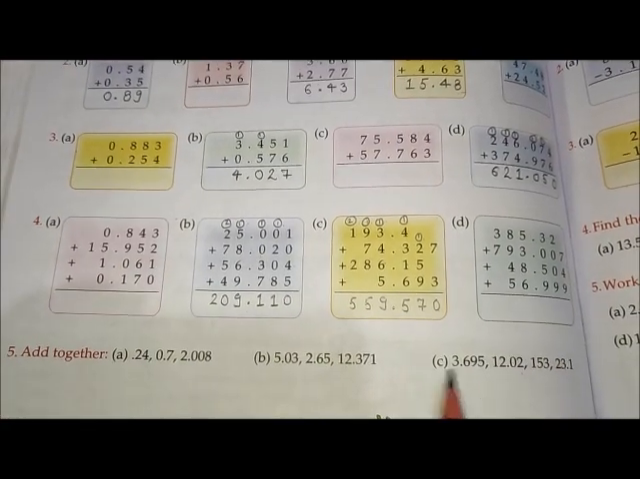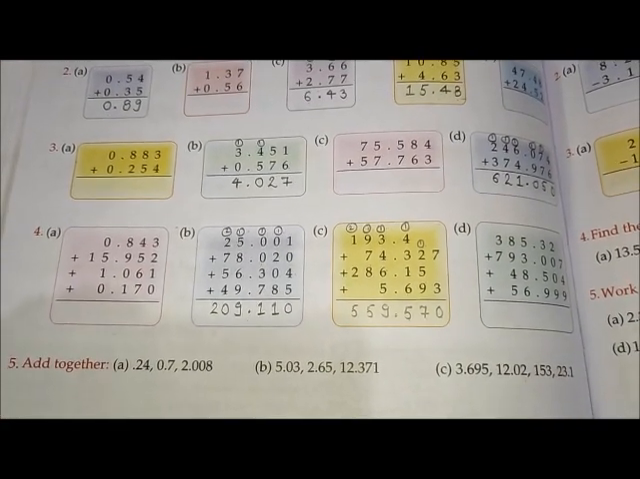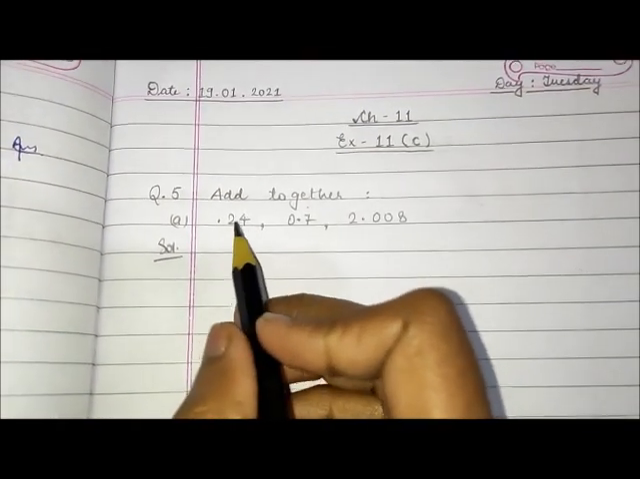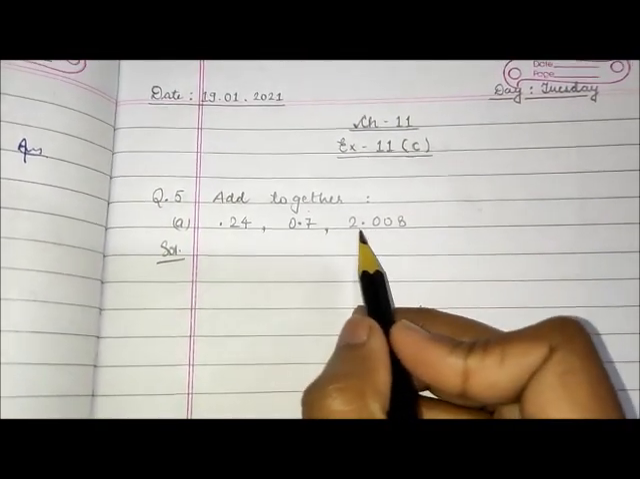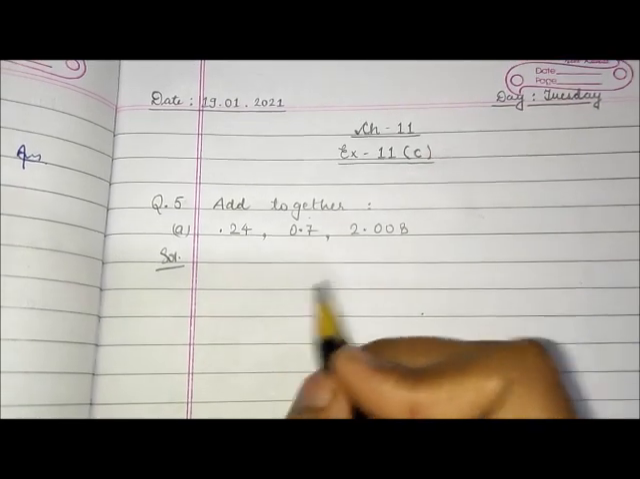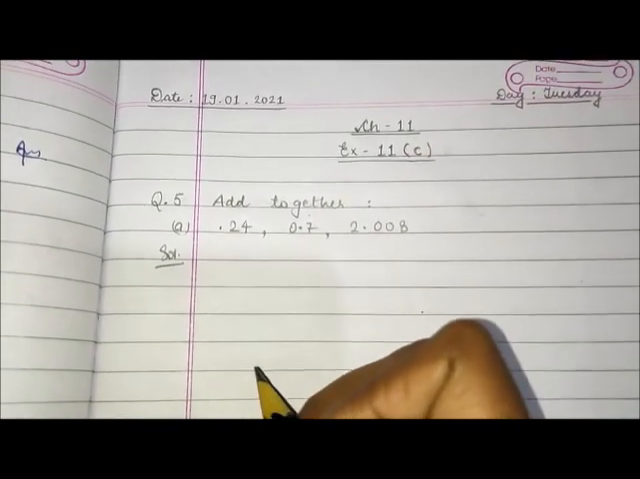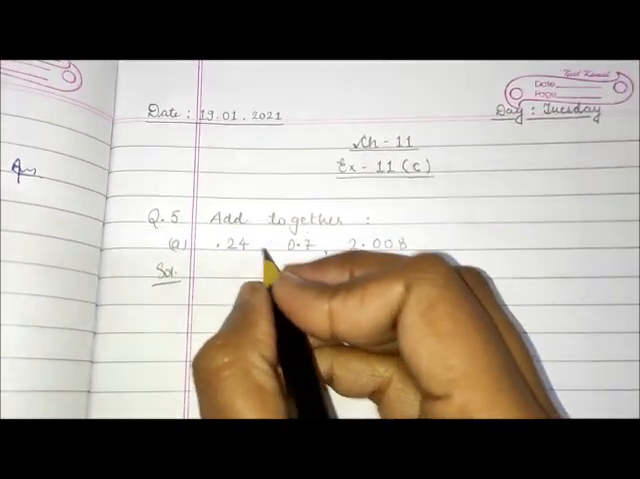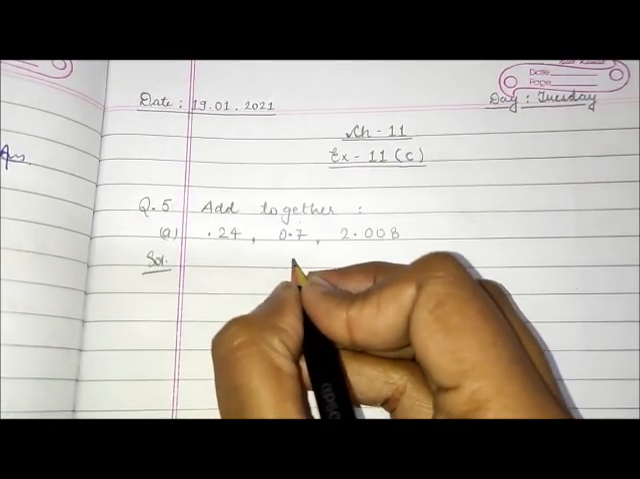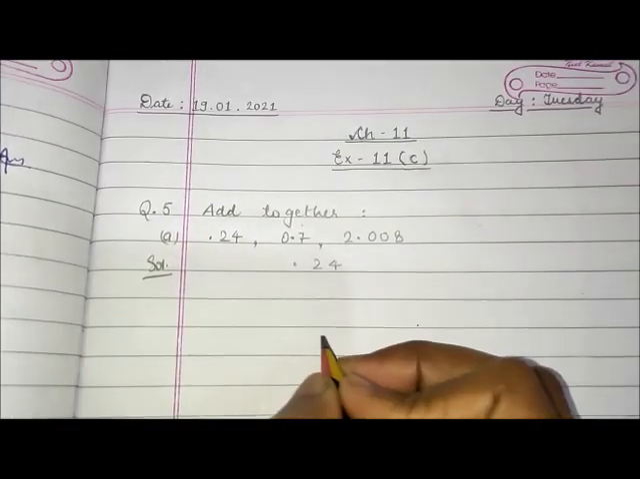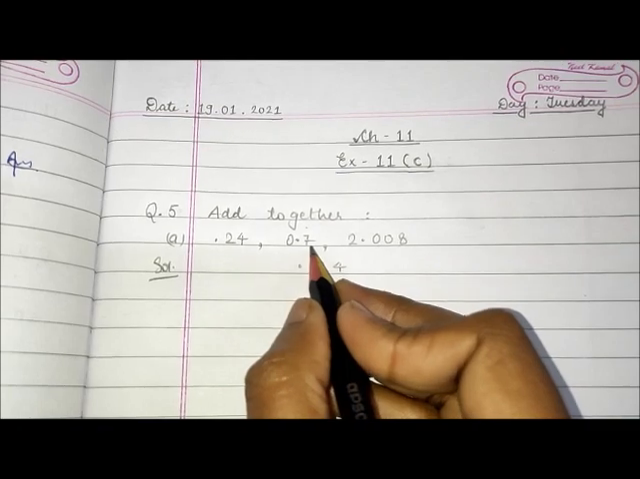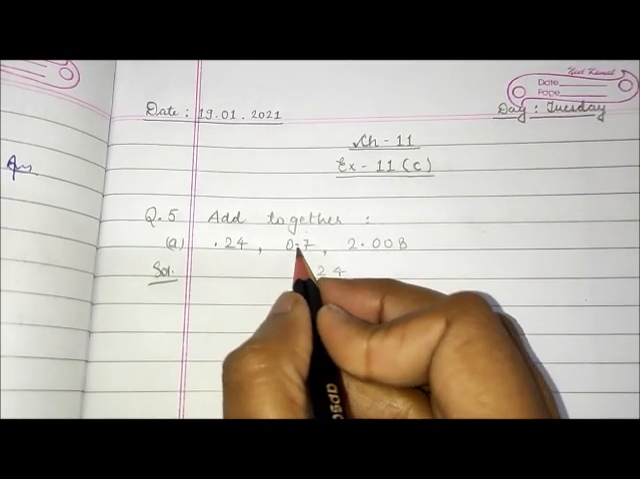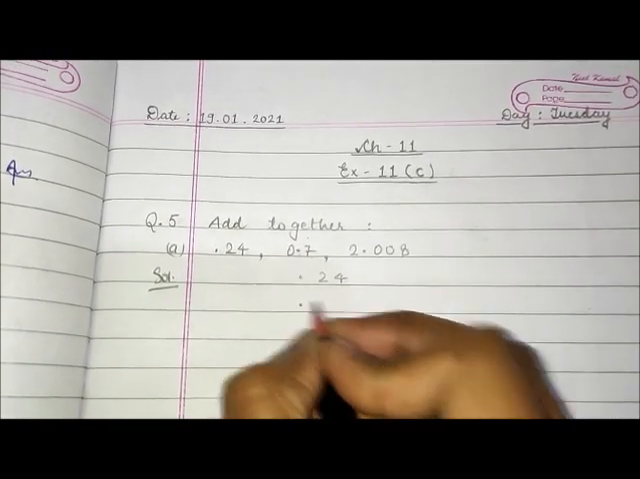Now question number 5 we are going to solve in the notebook. So A part is given 0.24, 0.7 and 2.008. Now how you are going to write these decimal numbers for addition? So first of all 0.24. So 0.24 we are going to write like this. And then 0.7. So you have to remember कि point के नीचे आपको point ही लगाना है.